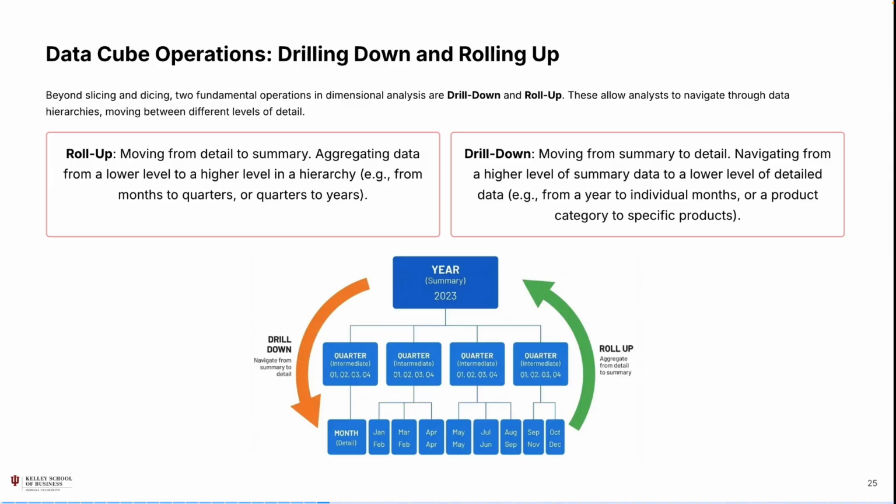In addition to slicing and dicing, there are two more critical operations in the data cube, and they are drilling down and rolling up. We perform drill down by moving from a summary view to a detailed view, navigating down the hierarchy, for example, from annual sales to quarterly sales and then to monthly sales. Rolling up is the reverse. We aggregate data from a detailed view to a higher summarized level, for example, moving from monthly to quarterly and to annual sales data. So think of drill down as zooming in with a microscope and roll up as zooming out to see the landscape. Both are essential for understanding data at the right level of detail for decision making.